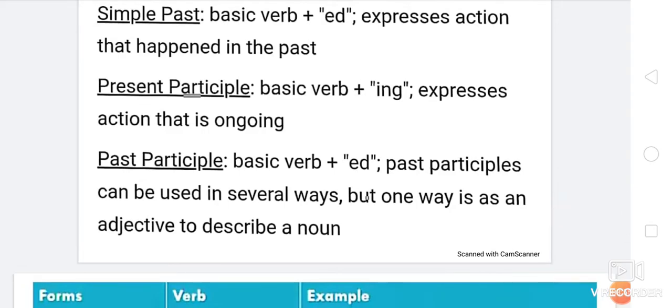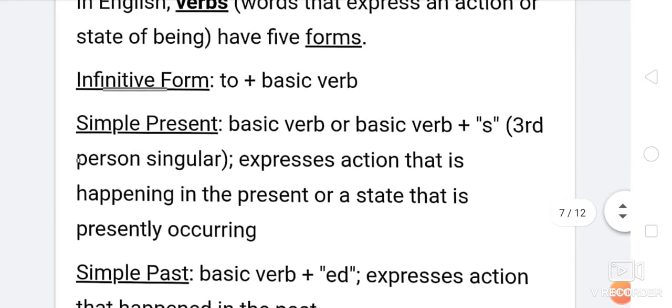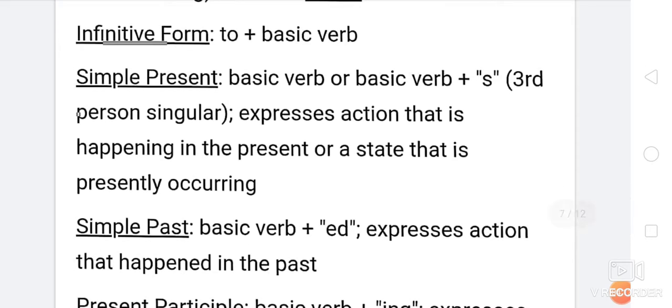Now let us see again. What is a basic verb? The basic verb may come in a to plus basic verb form, or it may be a simple base form of the verb, for example cook. What is simple present? This verb indicates the action that is going on in the present, and it is followed by s, for example cooks. What is simple past? Simple past is the basic form of the verb followed by ed, for example cooked, which indicates an action that has already passed.